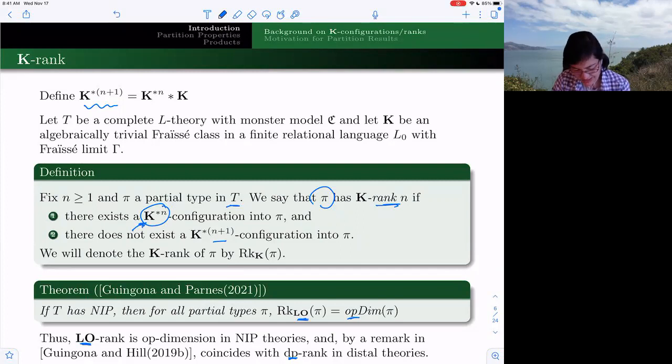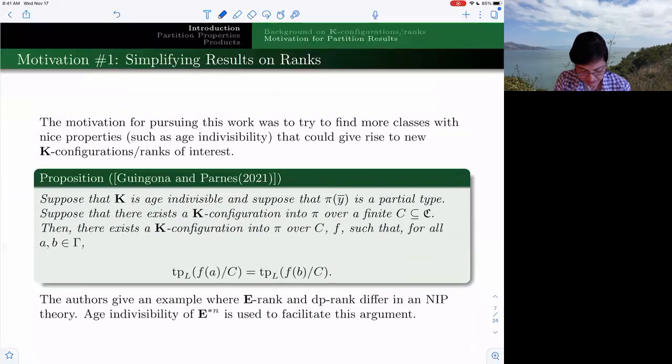Okay, so I think that tells a little bit of the story of why we were looking in this direction. So for example, they're able to uniformize. If they have age indivisibility of the class K, then they can uniformize the type here on the target side.